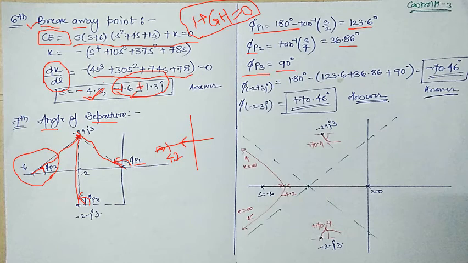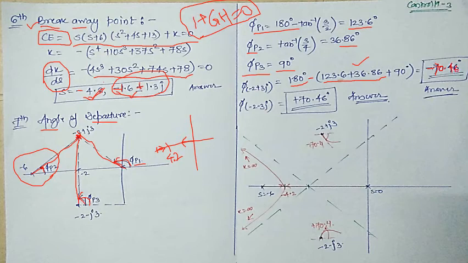And the angle of departure formula is 180 degrees minus angle due to poles plus angle due to zeros. So you don't have any zero here, that is why there is no third term. You have only poles, so the pole angle comes out to be the summation of these three values, and then you have 180 minus all that. So it comes as minus 70.46.